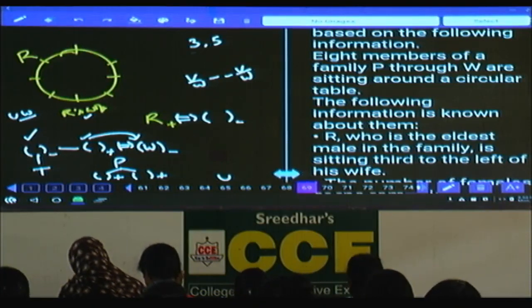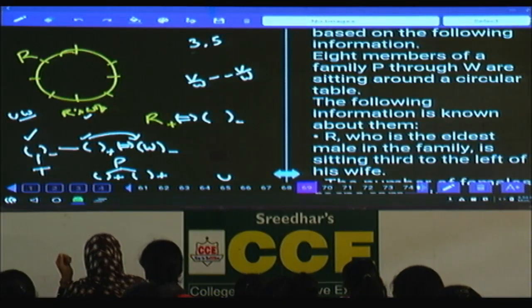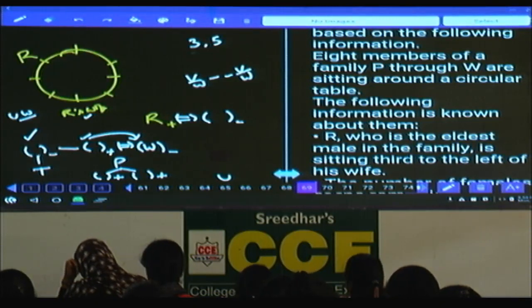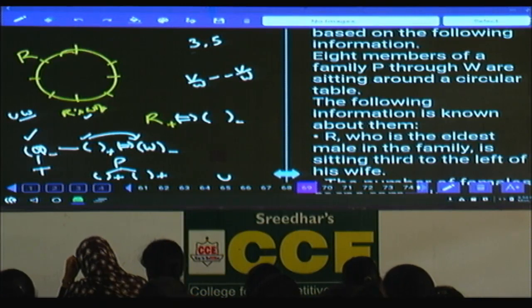W is the sister-in-law of Q. W is the sister-in-law of whom? W is the sister-in-law of Q. As W is the sister-in-law of Q, hence Q must be at this place. Are you following this one or not? Now Q's brother's wife is W, sister-in-law.